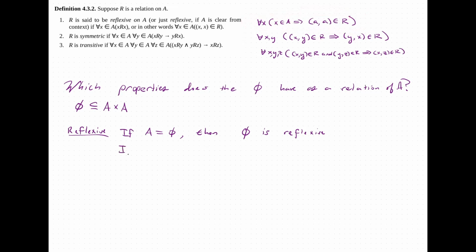But what if A were non-empty? Then the identity relation I_A is non-empty, and this of course is not a subset of the empty set. So the empty set is not reflexive. But the empty set is symmetric and transitive, always.